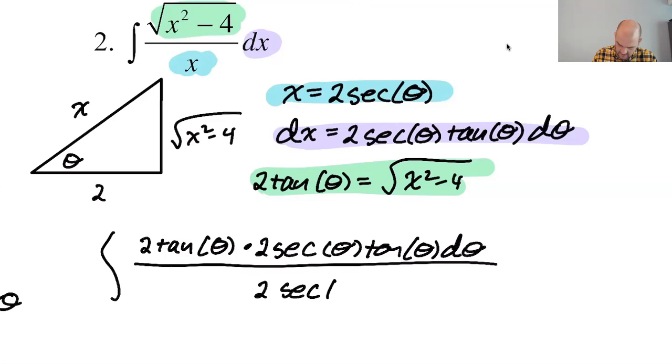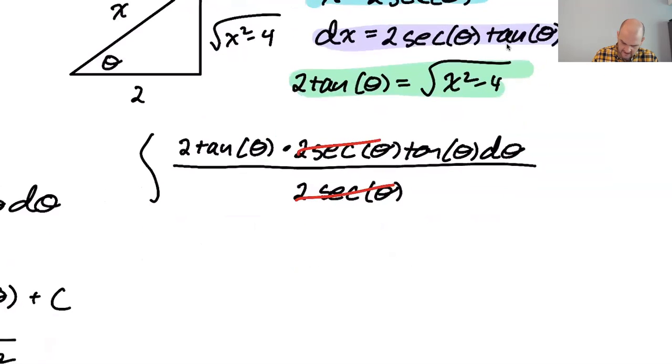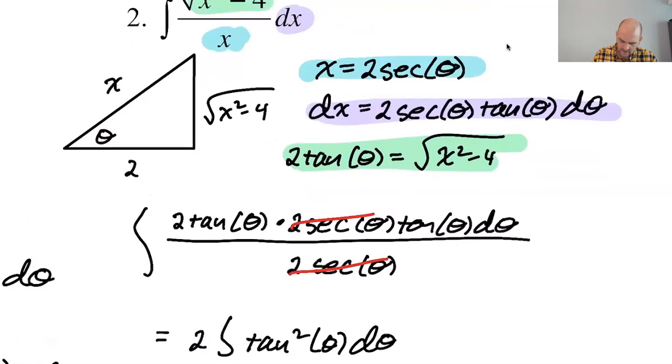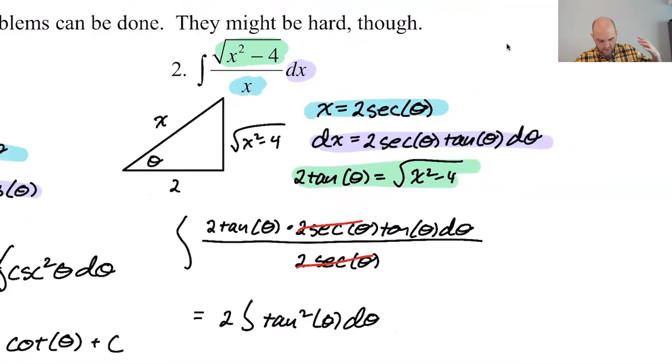2 secant of theta. Okay, so we got some canceling, like this and this. So we're integrating 2 tan squared. 2 times the integral of tan squared of theta d theta. Should I take a second, pause, regroup, and make sure this is right?